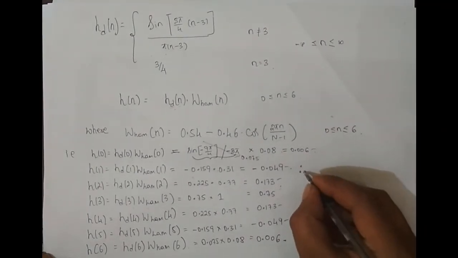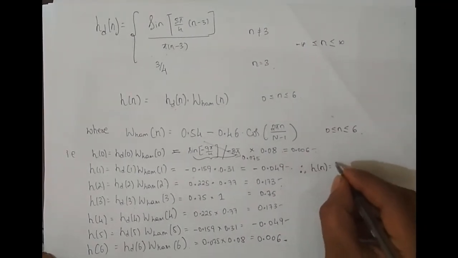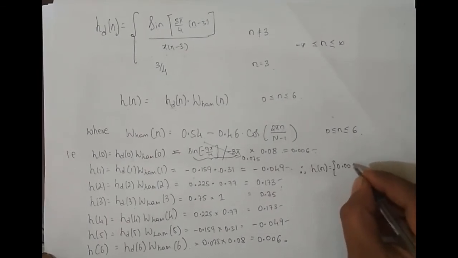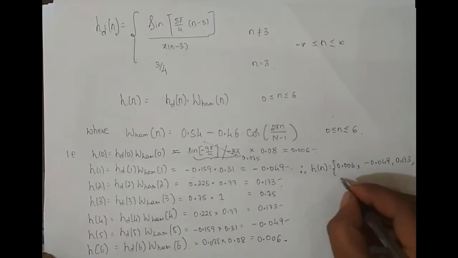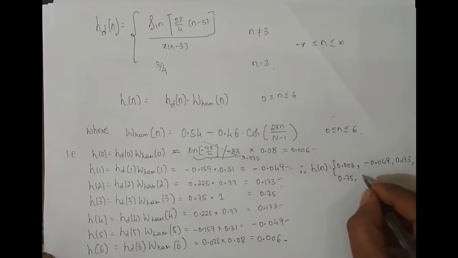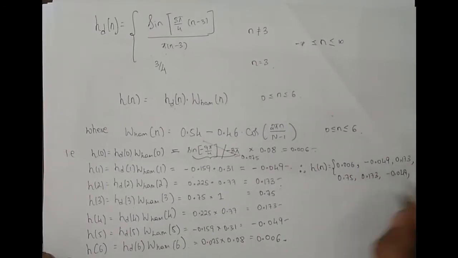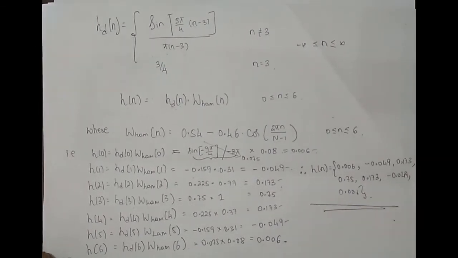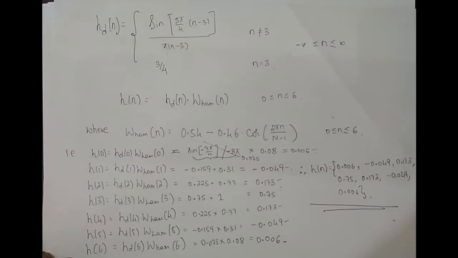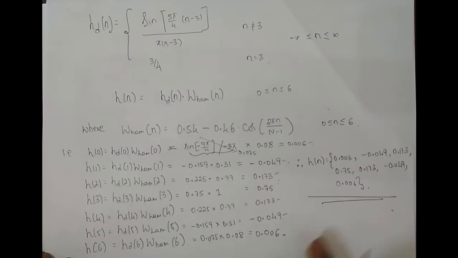So therefore h of n is equal to 0.006, comma, minus 0.049, comma, 0.173, comma, 0.75, comma, 0.173, comma, minus 0.049, comma, 0.006. So this is the impulse response of the FIR filter of the given specification using window function.